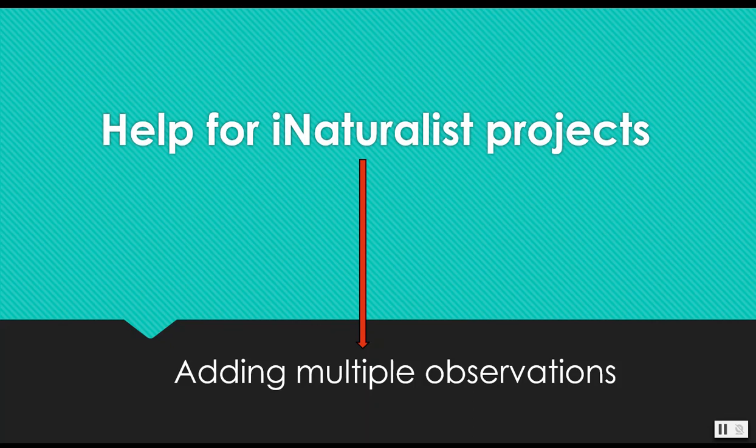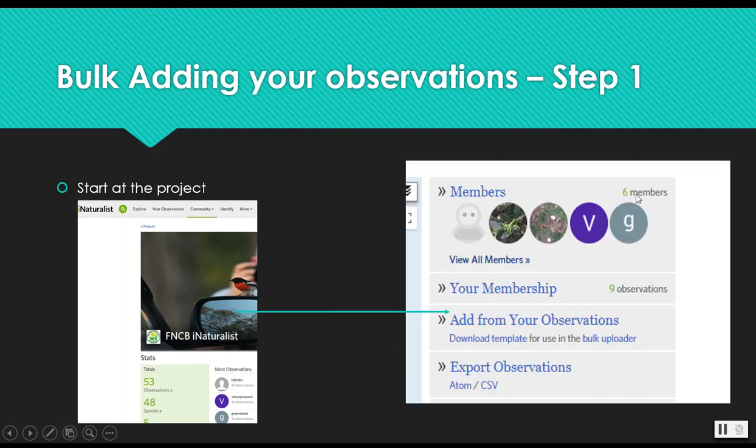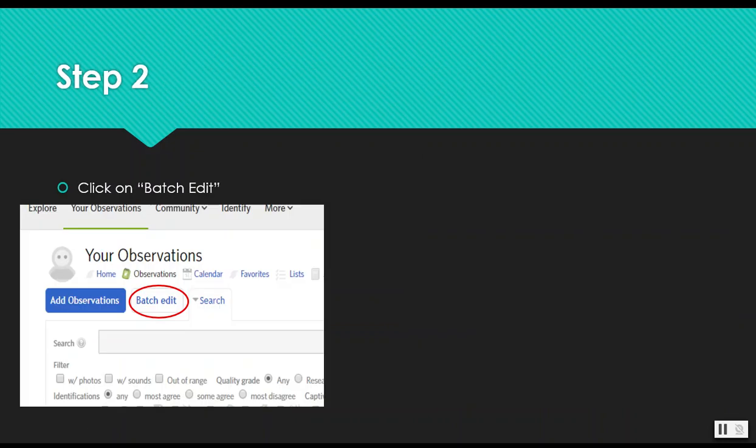will demonstrate. So step one is to start at the project. And we're actually going to add observations in bulk, so multiple observations all at once. So start at the project. Once you're in your chosen project, it's very obvious on the page, on the right hand side underneath the banner picture, you'll find this menu with members, your membership, and this little line here that says add from your observations. That's the thing to click.